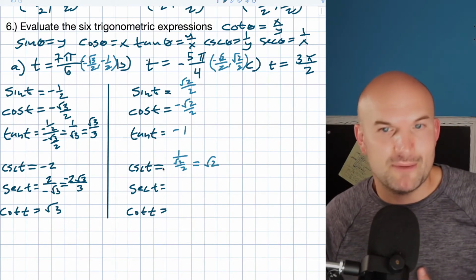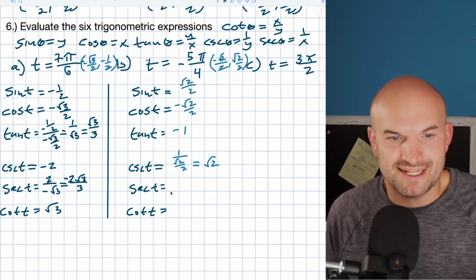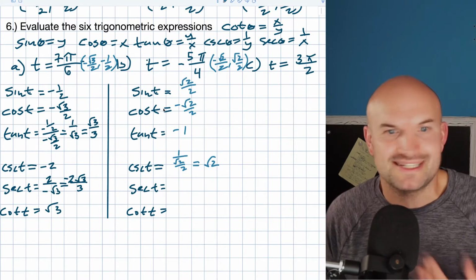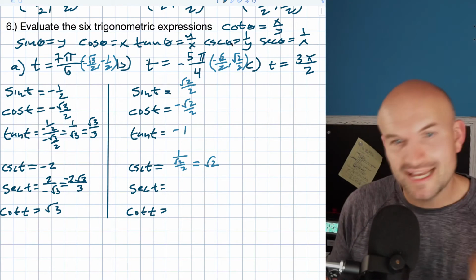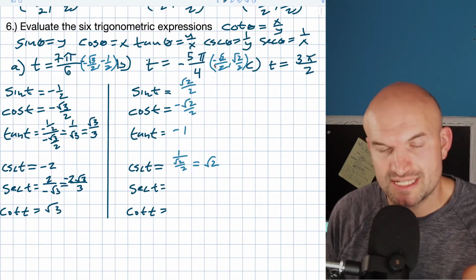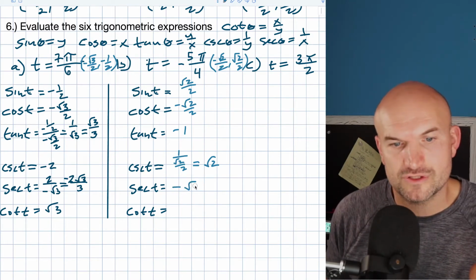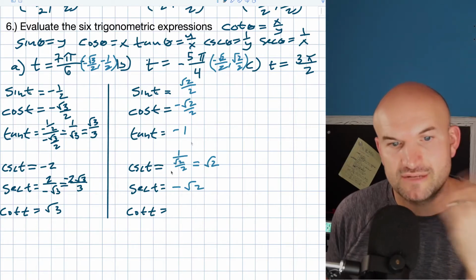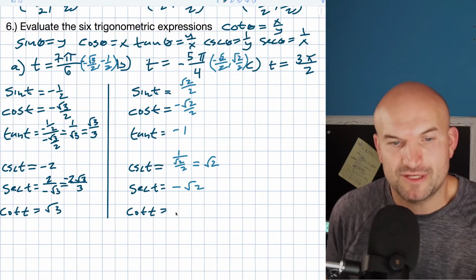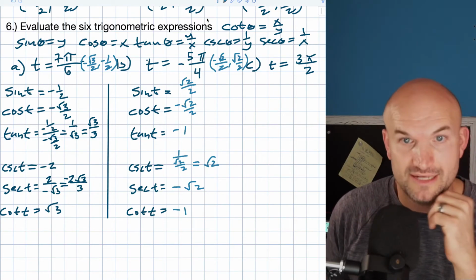Now, the cool thing about pi over 4 is whatever you get for cosecant, you're going to get for secant, right? They're basically the exact same answers, except notice, obviously, it is negative. So that's a negative square root of 2. And then cotangent is going to be x over y, which is, again, the same thing over the same thing. So that's going to be a negative 1.